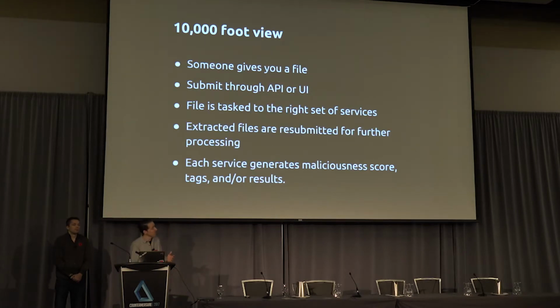So one of the challenges that we have with AssemblyLine is actually describing what it is, right? So I'm going to try going to the 10,000-foot view, and hopefully that works for you. So someone gives you a file, right? You're a malware guy. Someone gives you a file. What do you do? You take that file, you submit it either through our API or our UI. That file is then tasked to a bunch of different services, so things just kind of go flying around. Any services that process those files that find anything interesting, they can extract something, they can send it back up, and that kind of keeps going through the queue.